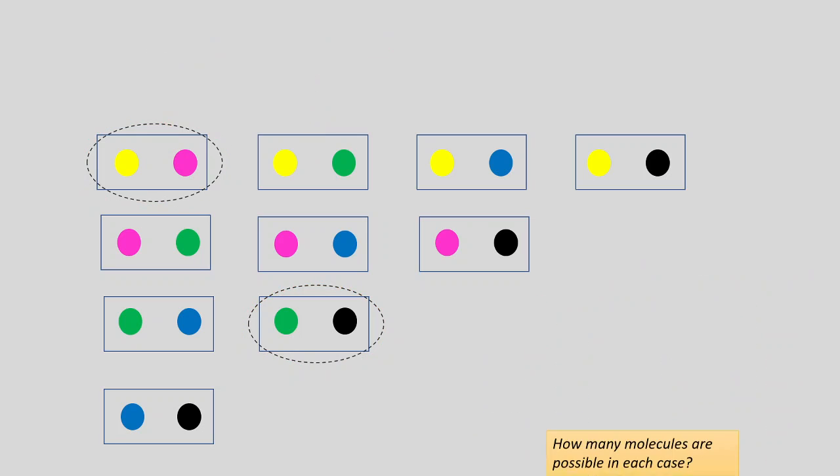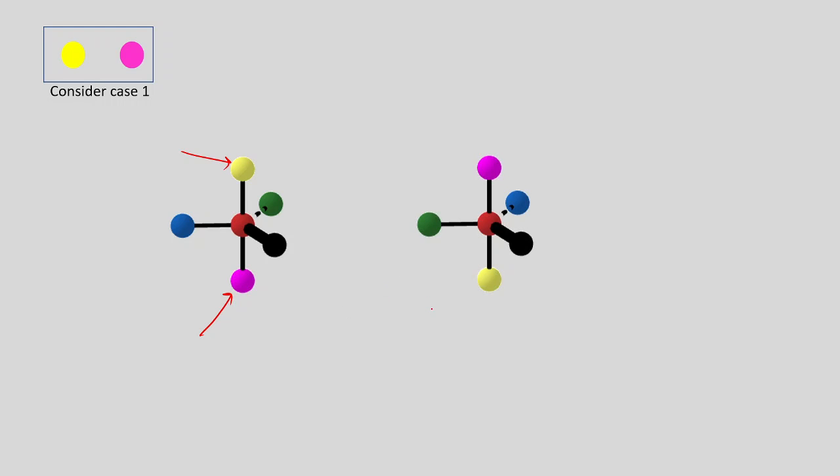So let's put our attention on the first case, when the yellow and the pink are at the axial position. You can have different molecules. You can have a molecule like this where the yellow and pink are at the axial position, or maybe the yellow is pointing down and the pink is pointing up, but that's not a big deal because we can turn the molecule in such a way that the yellow will be pointing up. How do we do that?